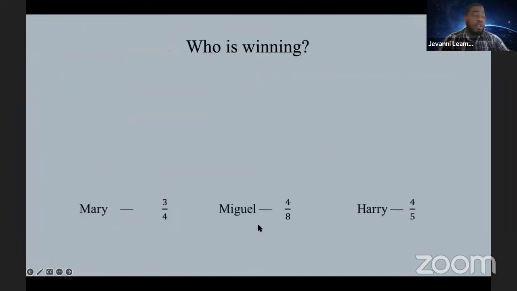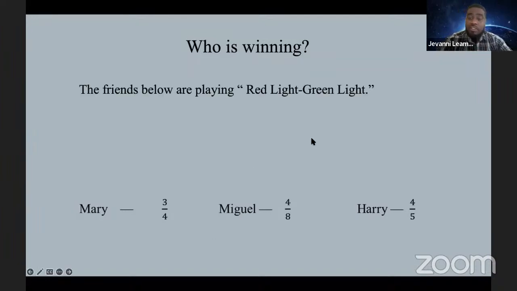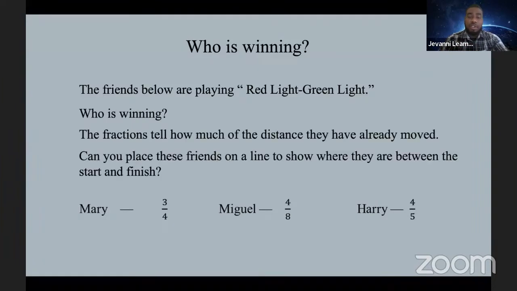All right, now we're back to the scenario that we had earlier with the red light, green light. So now we're going to see who is going to win. Again, we have three friends, Mary, Miguel, and Harry. Those are the fractions of distances that they ran from the start. So basically what we want is to find out who is first, who is second, who is third, and so on.